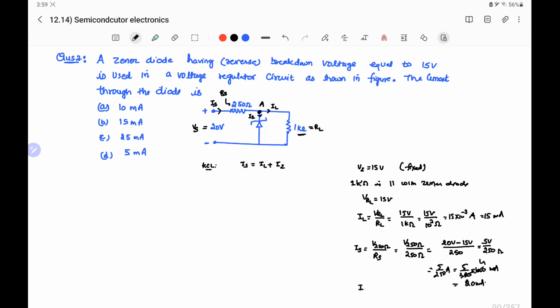Therefore Zener current will be equal to Is minus IL, that will be equal to 20 minus 15, that is equal to 5 milliampere. So option D is the correct option.